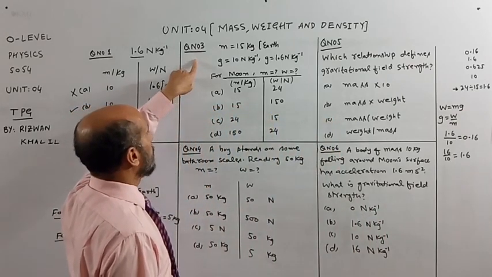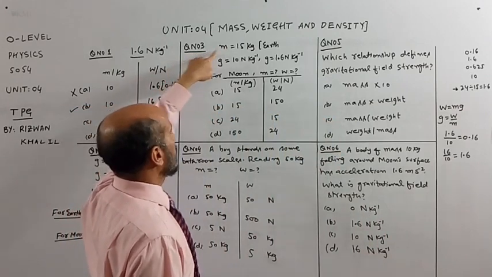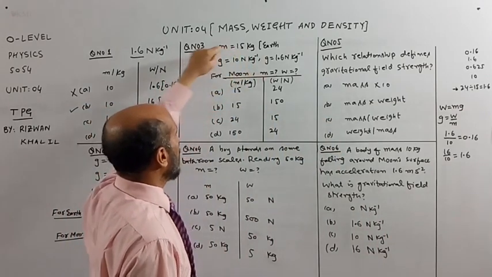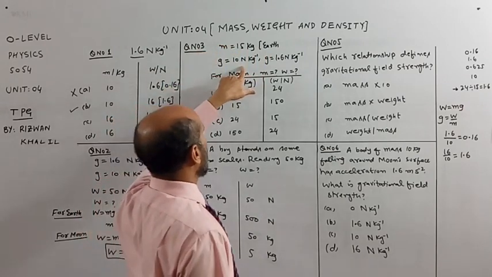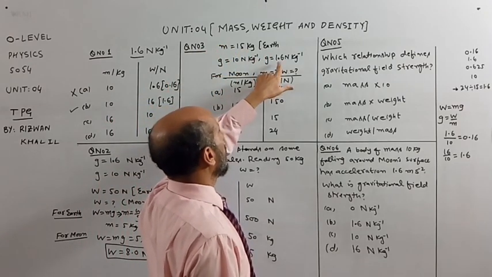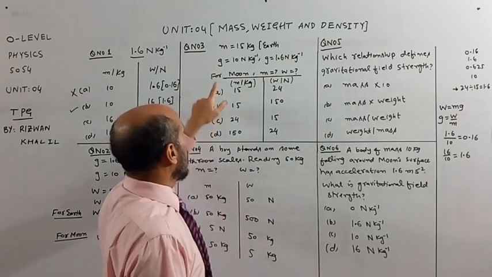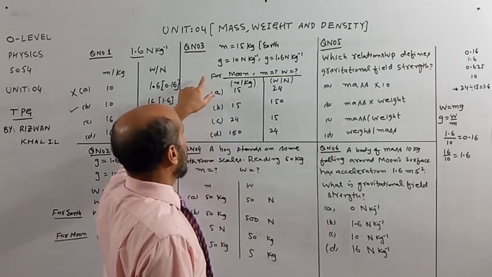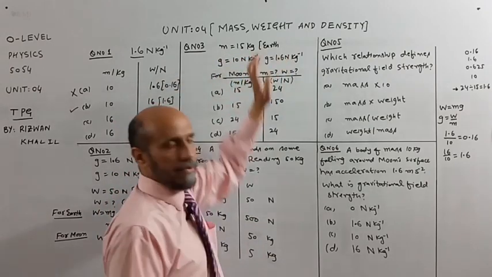Question number 3. Now value of mass is given on the surface of Earth, that is 15 kg. Both values are given for the gravitational field strength, on the surface of Earth and on the surface of Moon. The question is this, that for Moon calculate the value of mass and value of weight.